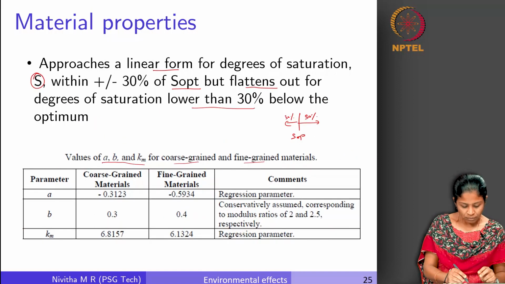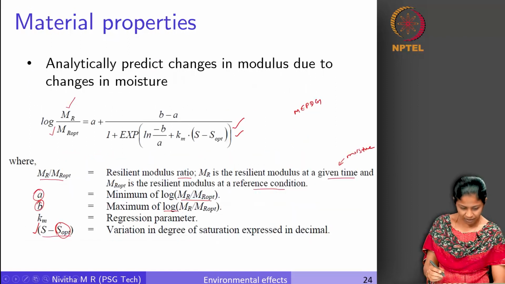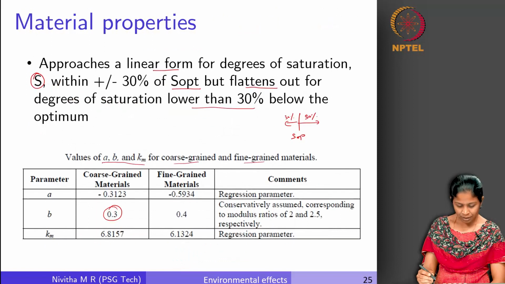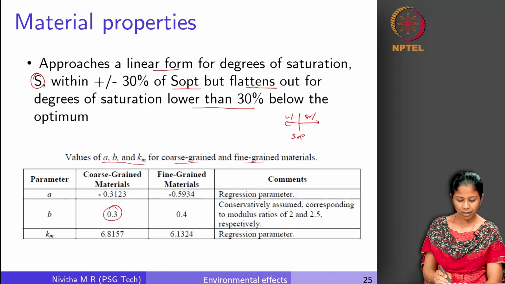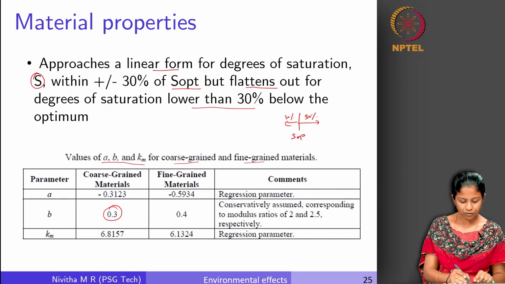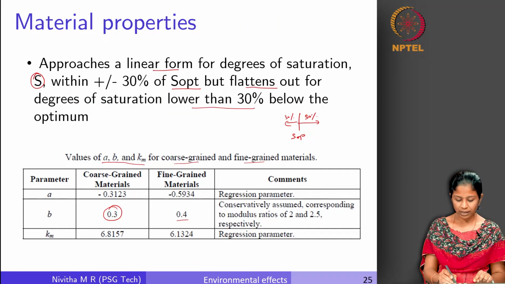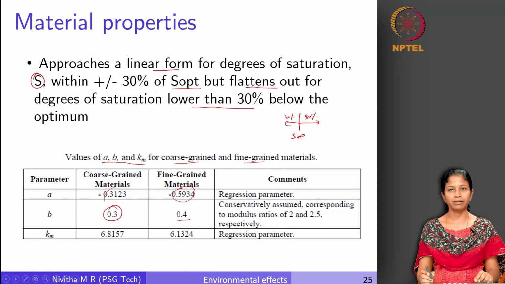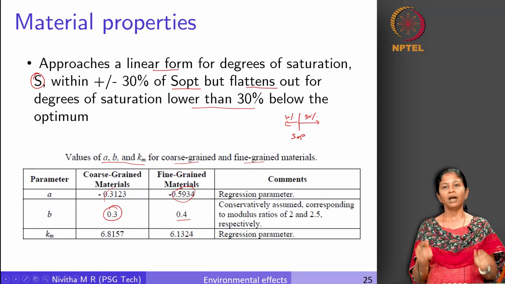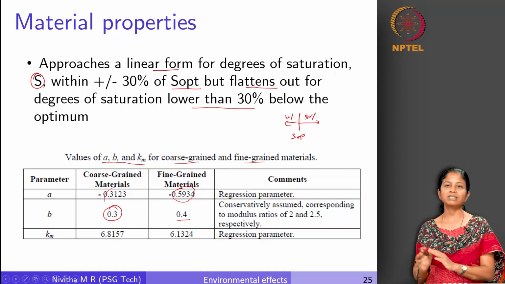So, you can see the value of B, which is what we defined here. This is the value of B, which is the minimum of log MR by MR optimum. So, this is 0.3 in the case of coarse grained material and 0.4 in the case of fine grained material, and A is different for both the materials and also the regression parameter, right. So, using this kind of an equation, we will be able to correct the resilient modulus for any given moisture content with respect to the moisture content at a known standard condition.